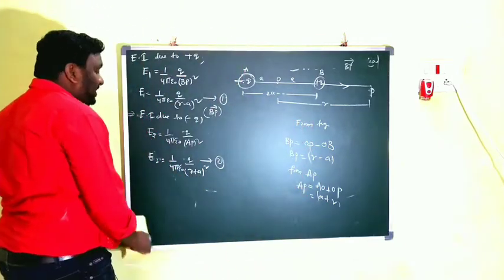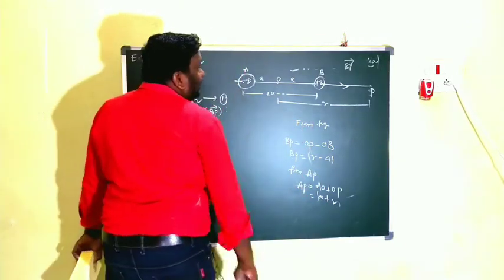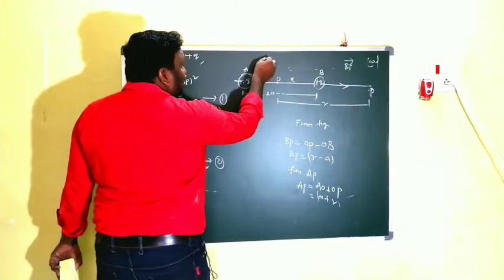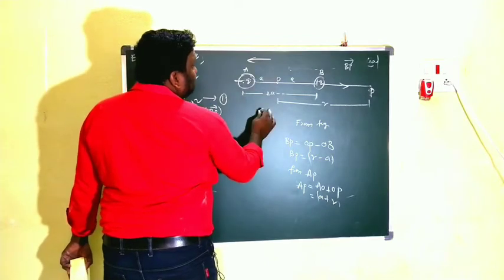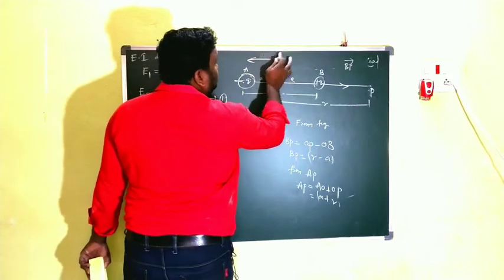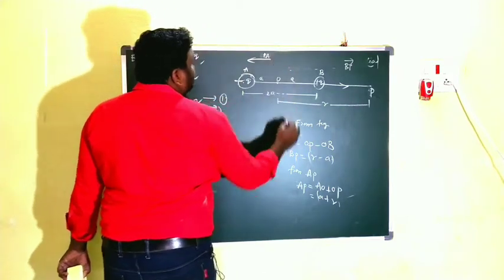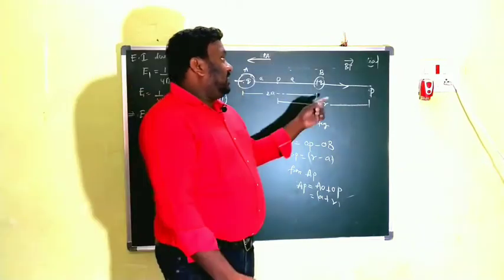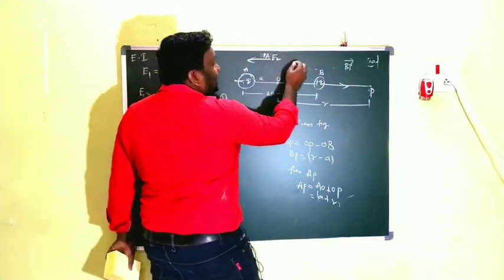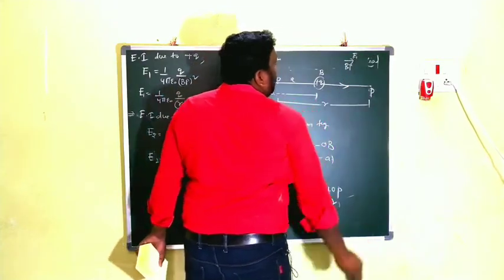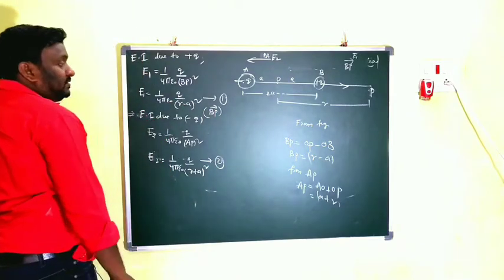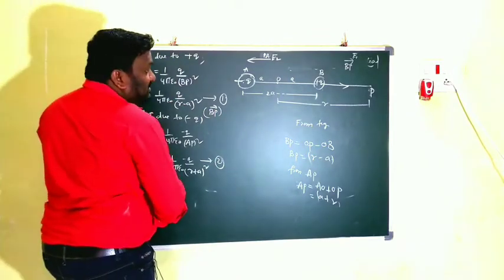And now here, minus q is what? Negative charge. That means the electric field in this case should be in which direction? PA direction. So here the electric field intensity, this is E2 and this is E1. E1 is in the direction of BP and E2 should be in the direction of PA. Clear? Now both are in opposite directions.